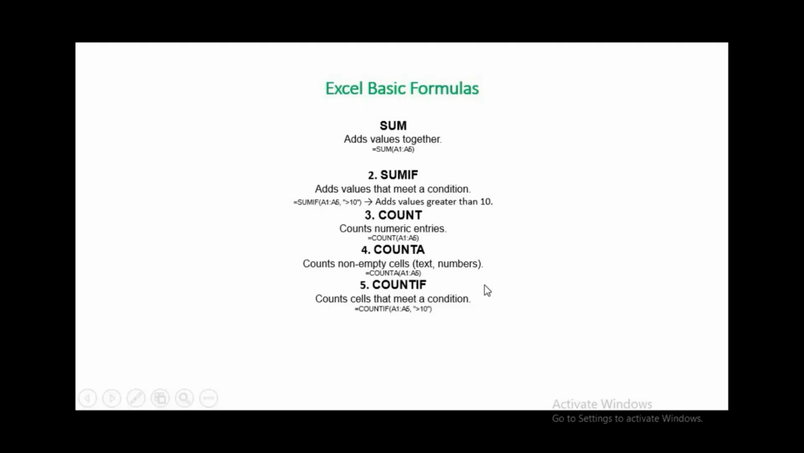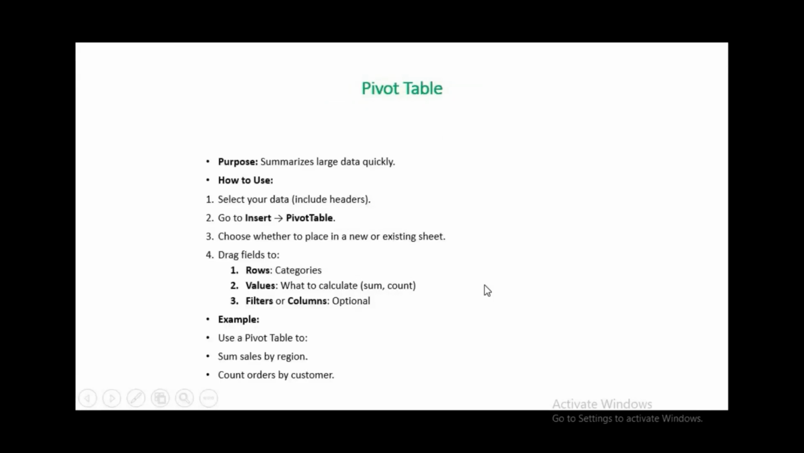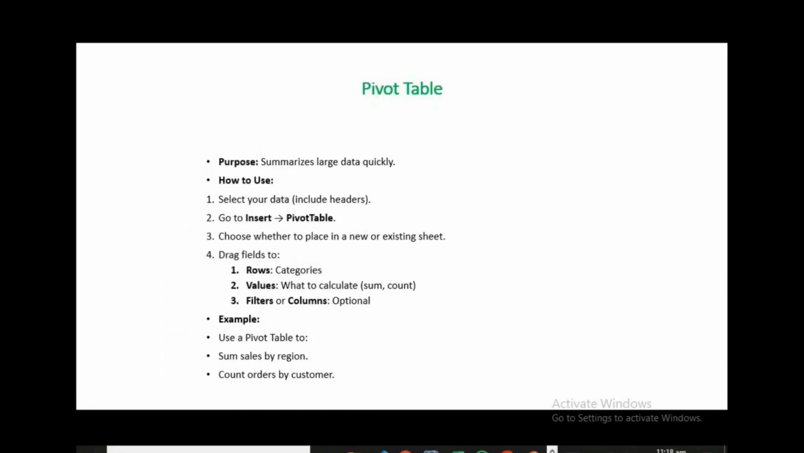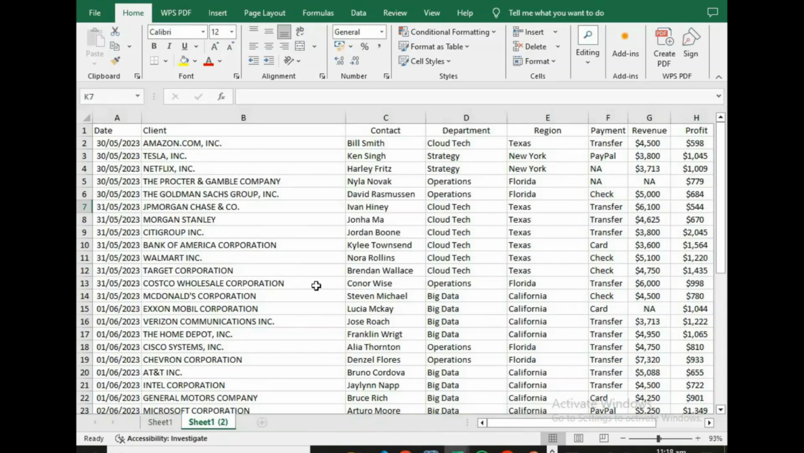So the next one, I'm going to combine this. I'll be a bit fast. So we are going to look at pivot table. What's the purpose? Summarize large data quickly. How to use? Select your data, include headers, go to insert, pivot table, choose whether to place it in a new or existing worksheet, drag fields to rows, columns, values and the rest. So this one is very simple. You're not going to do any formula. It's drag and drop. That was why I had to leave my Excel sheet for this tutorial.